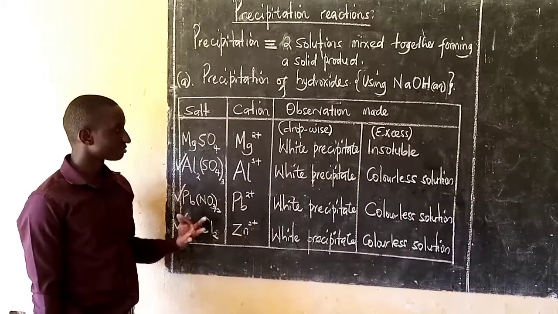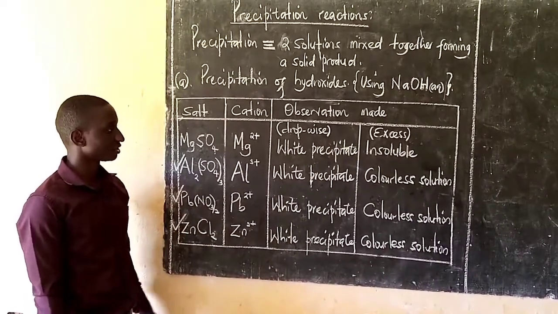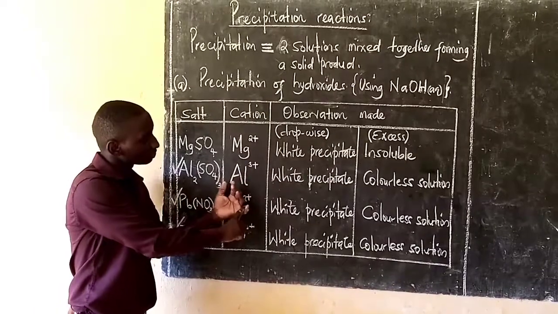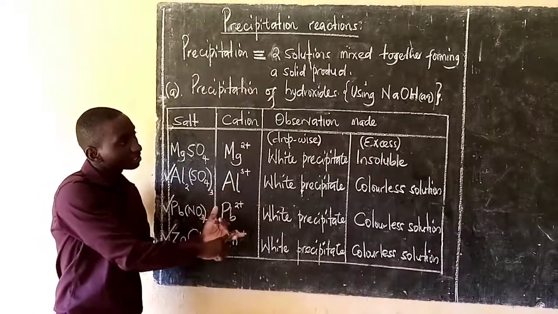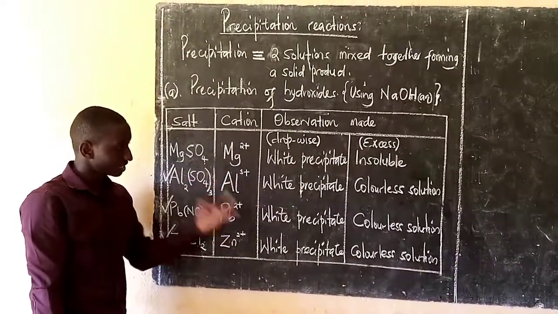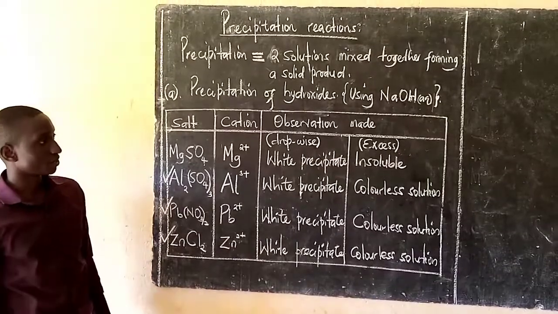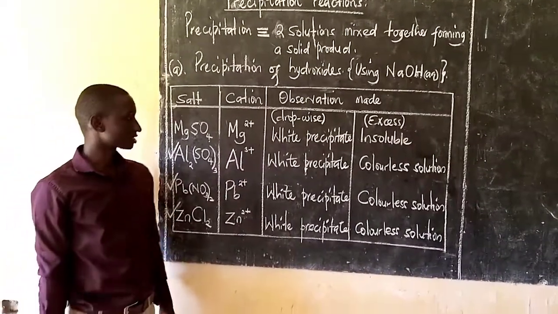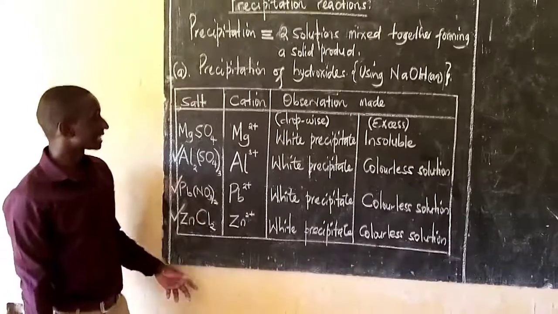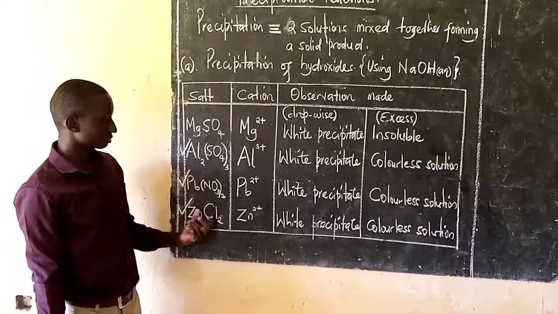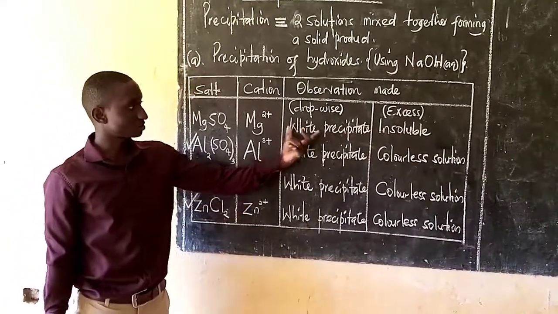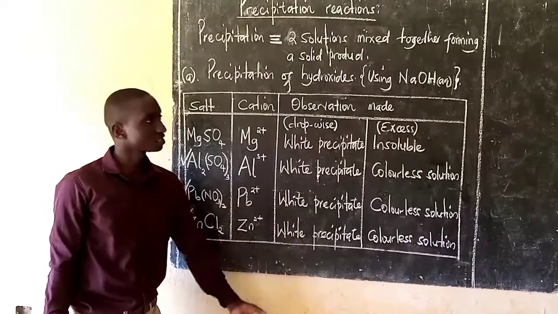The 3 objectives must be observed in whatever you are doing. You can study the observation, you can predict the products, at the same time you can write the ionic equation very well. Thank you for watching. Next time we shall look at colored salts and see what comes out in terms of the observation and see the outline.